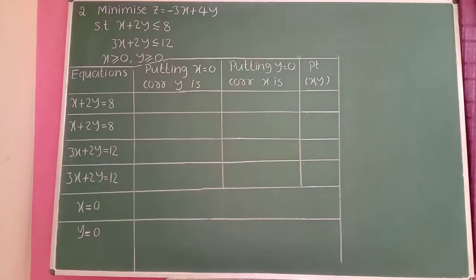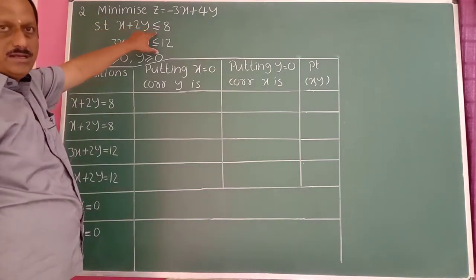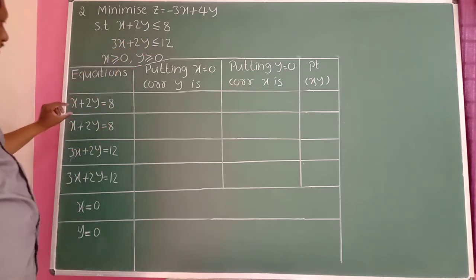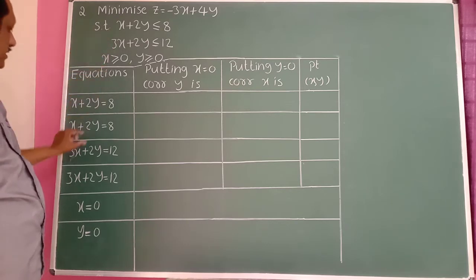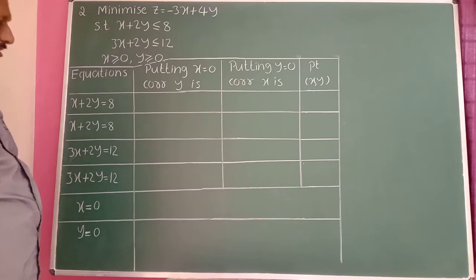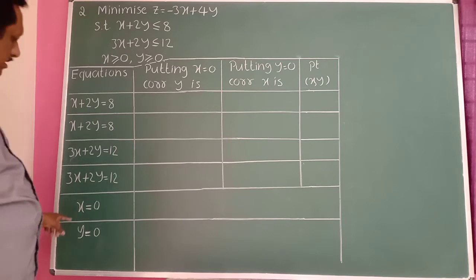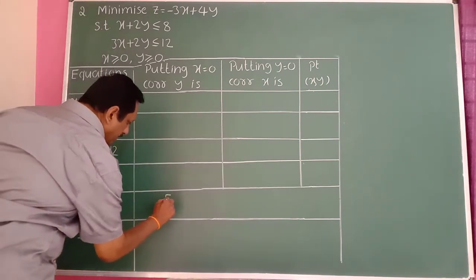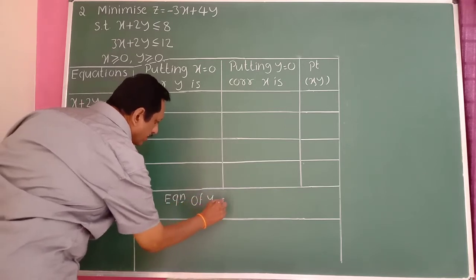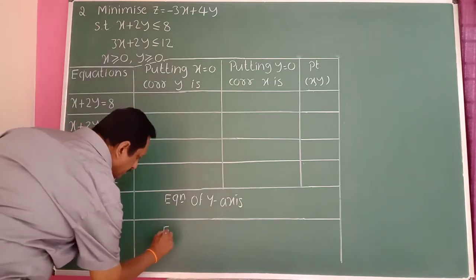So make a chart like this here. For x plus 2y less than type inequality, you want to take your equations with the equal to sign. Write it two times. Here also, 3x plus 2y is equal to 12. Take the equal to sign here and write the same equation two times. Then take x equal to 0, y is equal to 0. You know x equal to 0 is the equation of the y axis, and y equal to 0 is the equation of the x axis.